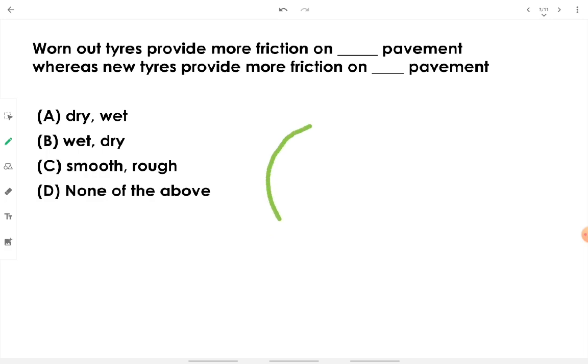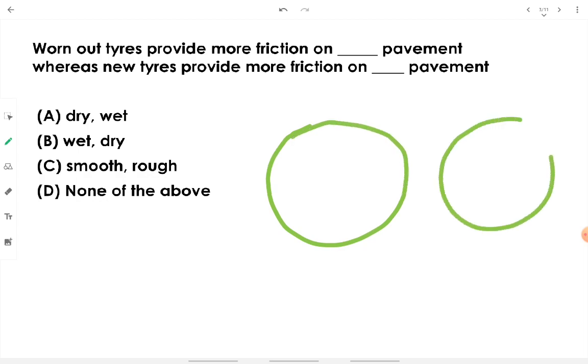A worn out tire looks something like this. It is ultra smooth, and a new tire has rubber protrusions that provide grip on the surface. Now, vehicle stability over the road, or any tire stability over the road, is because of friction. If friction is not there, the thing is going to slip away, it is going to skid away on that surface. Friction is what we require for having stability of the vehicle.